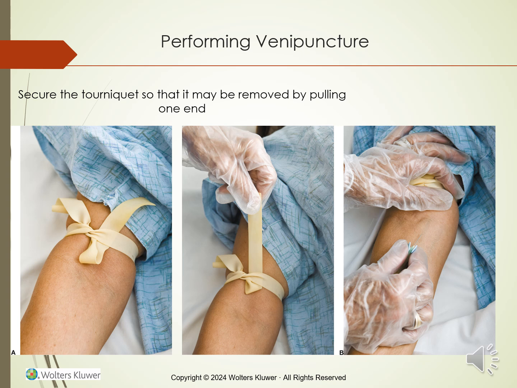First, you're going to place the tourniquet on the chosen site, ensuring it is positioned so that it can be easily removed by pulling one end. You want to ask the patient to make 2 or 3 tight fists. This will increase blood flow to the area to make the veins more visible. You're going to put on clean gloves. The gloves do not need to be sterile.